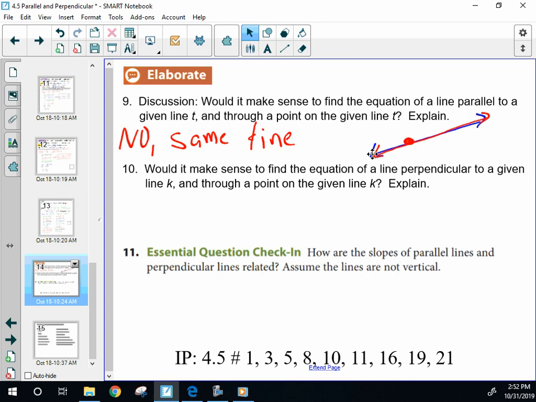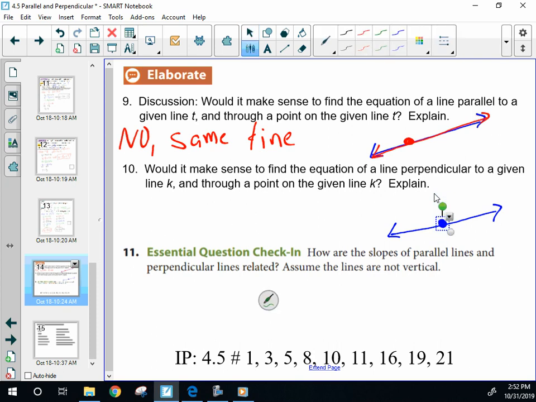Question number 10, would it make sense to find the equation of a line perpendicular to a line K and goes through a point on line K? So my blue line is line K. So it's got to be perpendicular to that. Could I? Yeah. Would that make sense? Yes, it would. And what would you know about the point? Yes. They would just intersect at that given point.